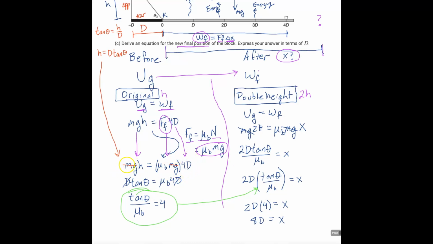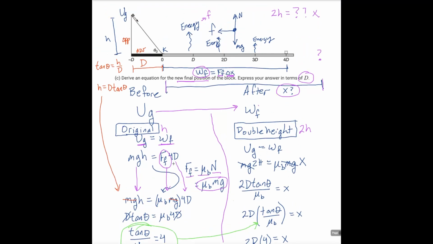The great part is mg crosses off, and I'm left with h is equal to mu b times 4d. But they said I can't have h. I have to have my answer in terms of d. So in order to do that, I'm going to have to go way up here, and I have to look at my triangle that I have.